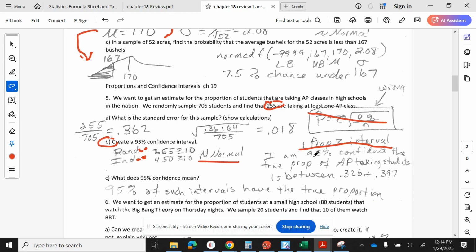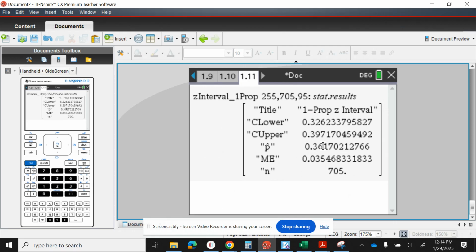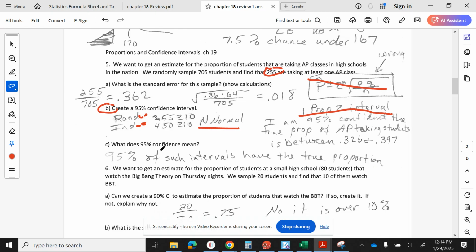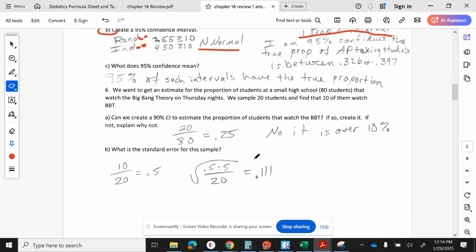But the sentence: I am 95% confident the true proportion of AP taking students is between 0.326 and 0.397. Get it right off the calculator. If you're trying to build these by hand, I'm going to guarantee you're going to make mistakes. Don't do that. I hope you watch these videos. Now, what does 95% confident mean? 95% of such intervals have the true proportion. That's all it means.